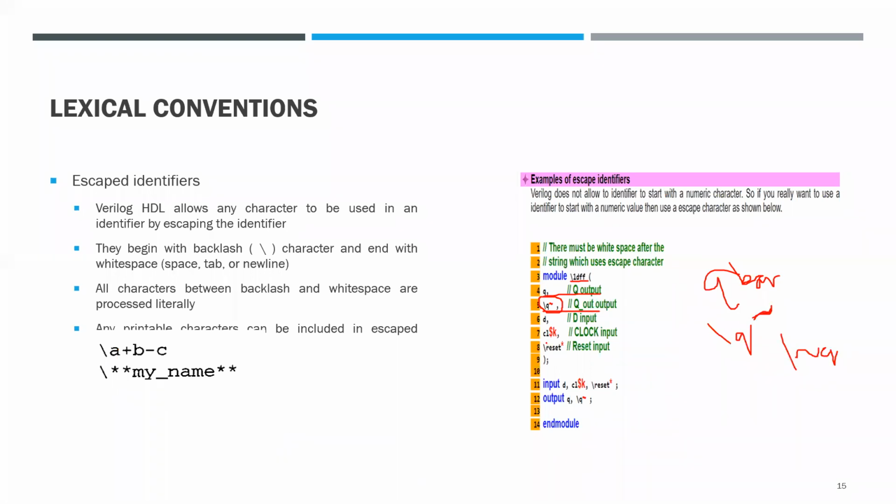Okay. Then we have D, then we have clock input. A dollar is permitted, so there is no need of an escape character. Then you have star over here. If star is there, then backslash is required. Similarly, we have all these things. So this is how escaped identifiers are useful, to include new characters which are not permitted in the identifier.